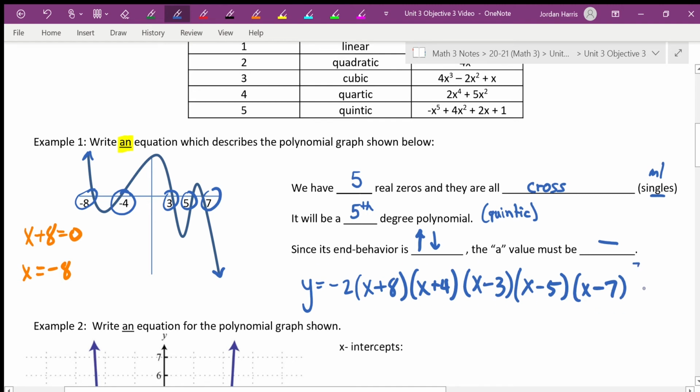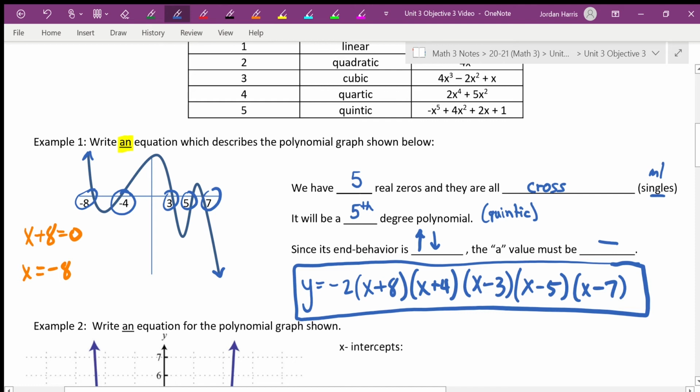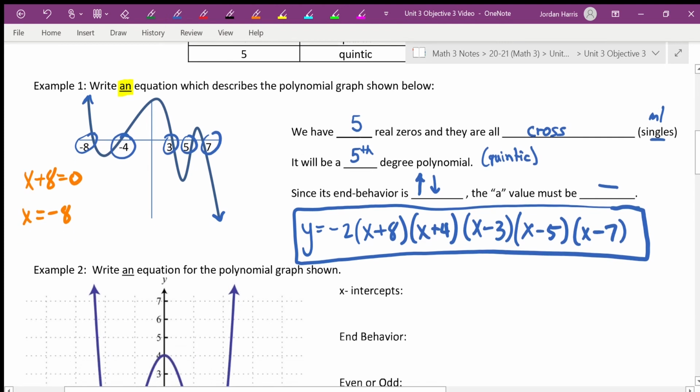In factored form, we don't have to multiply it out. We don't need to. It doesn't tell us to write it in standard form, so I'm just going to leave it in factored form. Got it. That is an equation that would match that graph.